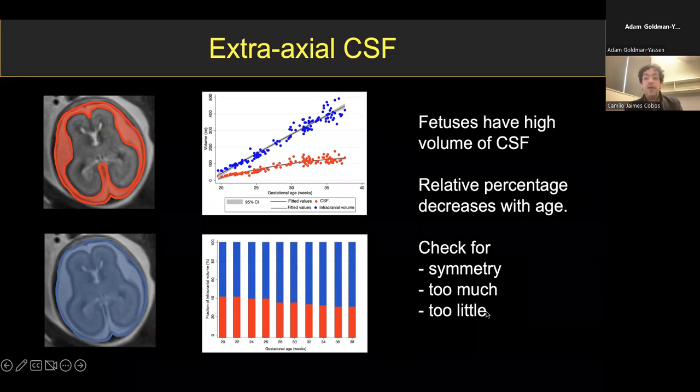And I think there are a couple of other things that are important to check for. The first one is symmetry. In general, this is nicely distributed in a symmetric fashion across the convexities of both cerebral hemispheres. And just keep in mind that there can be problems from having too much or too little of it.